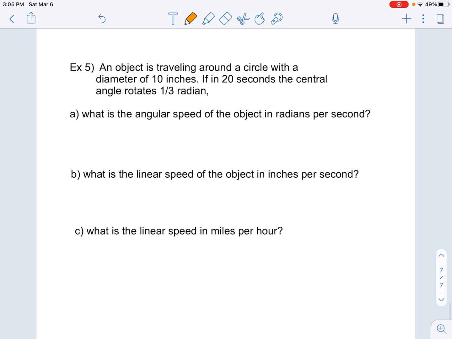All right, last example. It says an object is traveling around a circle with a diameter of 10 inches. And it says if in 20 seconds the central angle rotates 1/3 of a radian, find the following. All right, so first of all, one of the things I see is the word diameter. Well, I don't want diameter, but I know the radius is half the diameter, so I know my radius is 5 inches. Okay.